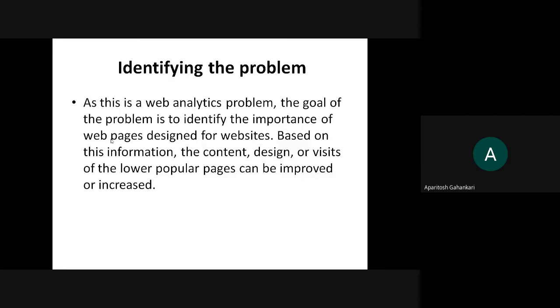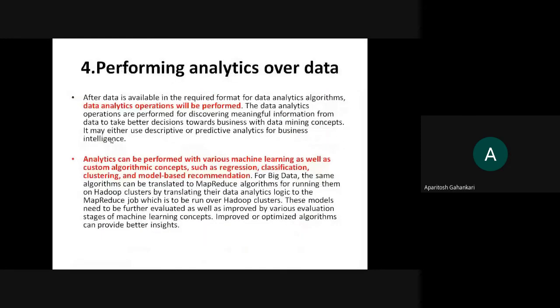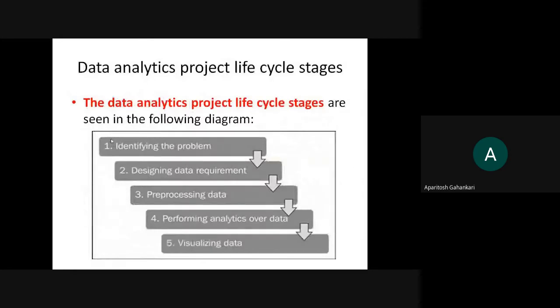Okay, so once we know that there is a scope of improvement, these are the web pages that people are reluctant to view from our website, then there is a scope of improvement. How we can increase the popularity of those web pages, that kind of thing can be the problem. So the first step is to identify the problem. Okay, if you can remember, the first step is identification of the problem.